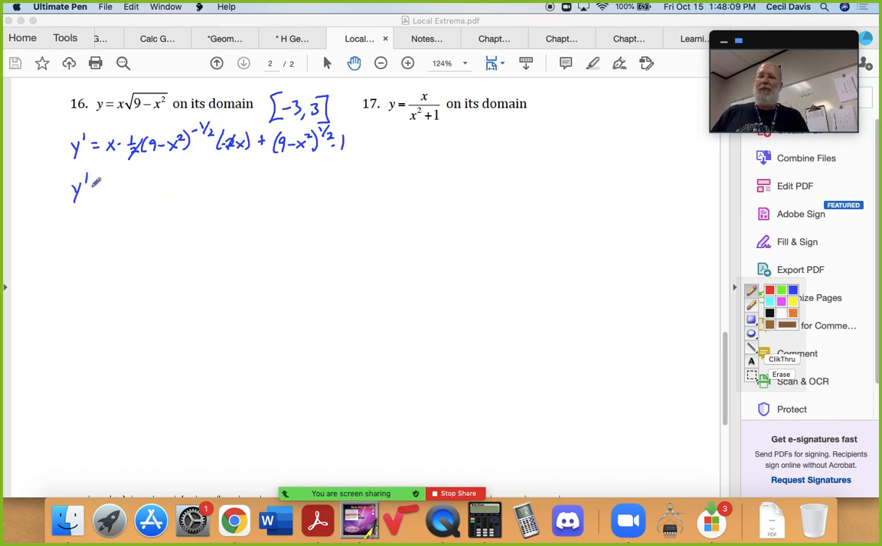So then y prime will be equal to 9 minus x squared to the negative 1/2 times, I have x times negative x is negative x squared, plus, when I factor a 9 minus x squared to the negative 1/2 out of 9 minus x squared to the positive 1/2, I'm left with 9 minus x squared to the first power. So that's just plus 9 minus x squared.